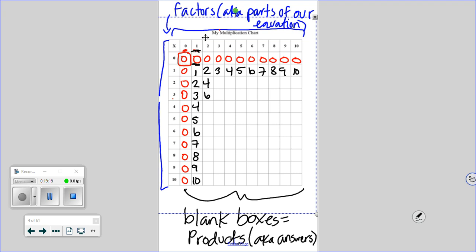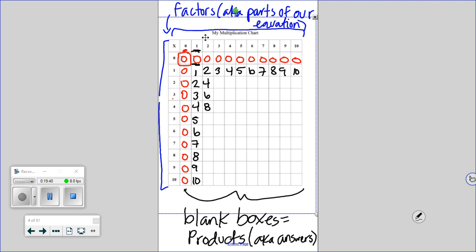2 times 4. How much do you know 2 times 4? Let's skip count. Ready? 2, 4, 6, 8. What's 2 times 4? 8. Perfect.